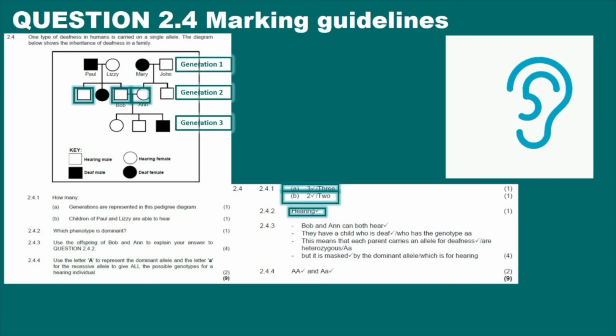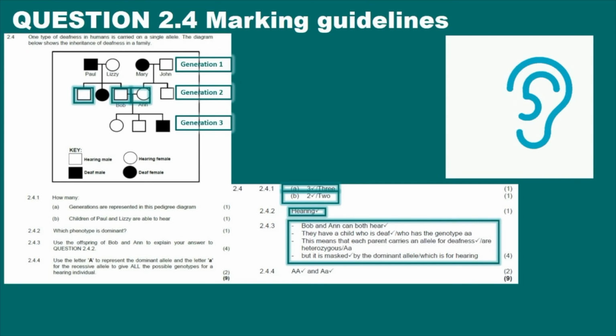Then question 2.4.3, they say, use the offspring of Bob and Anne to explain your answer to question 2.4.2. So you cannot just use any individuals given in the pedigree diagram. They specifically requested that you use Bob and Anne. So firstly, you start off saying that Bob and Anne can both hear. They're normal, they can hear normally.